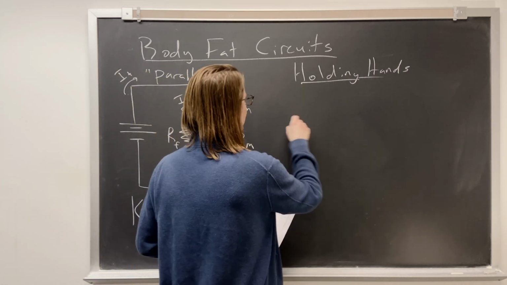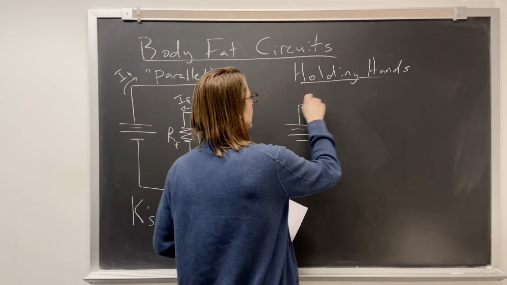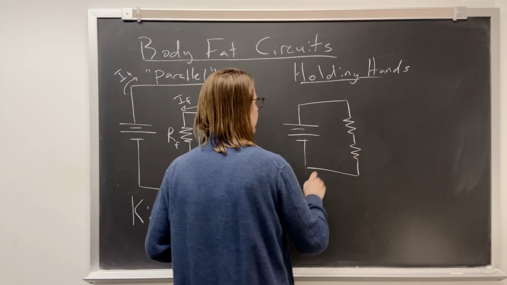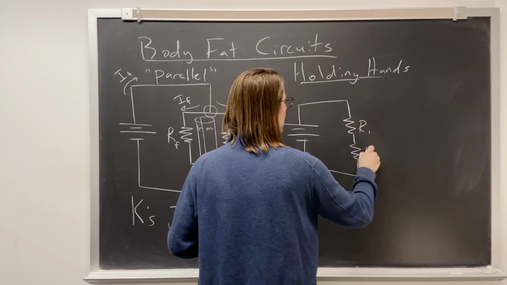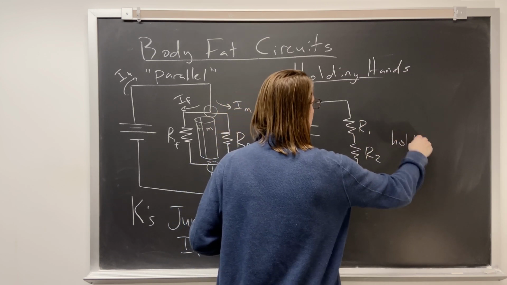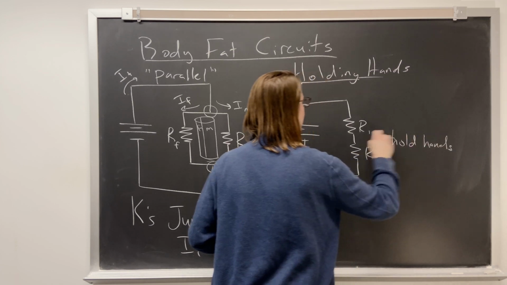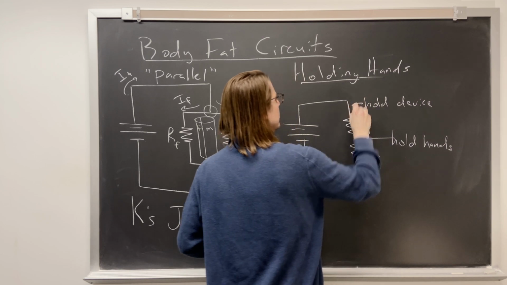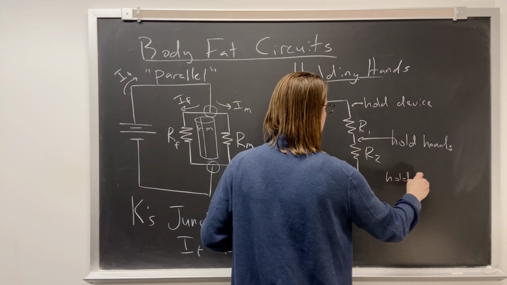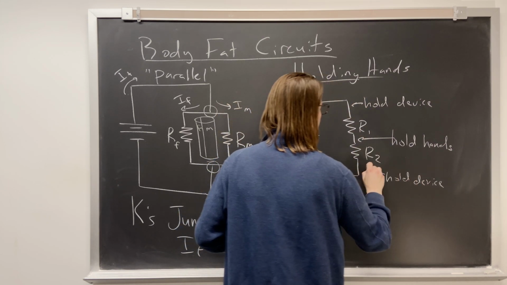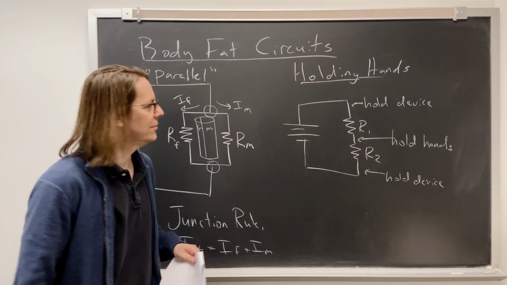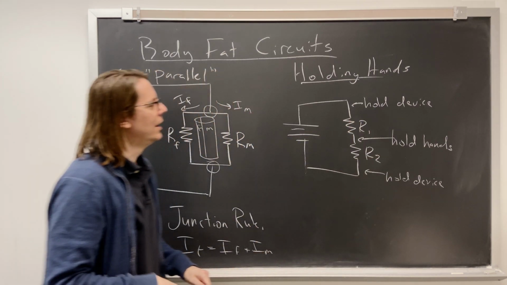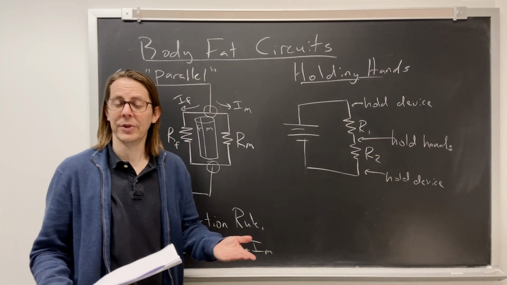Let's see, so that will look something like this, the battery, and then here's one person holding it, and they're holding hands, and there's the other person. So R1, R2, hold hands would be like here, hold device would be there, and hold device would be there, if you see what I mean. Right? So I'm holding one end of the device, and I'm holding this person's hand, and we're holding hands, and it goes around. And the current would go all the way through both those. What would that do to the reading?